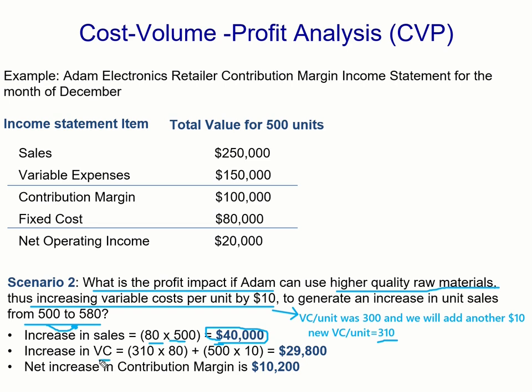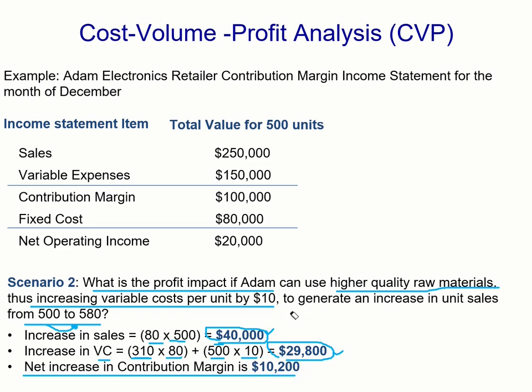What's going to happen to our variable expense? Well, we have an additional 80 units, times 310. And the old 500 units, we'll have to increase them by $10 each. So all in all, total variable expense will increase by $29,800. So far, the increase in sales is 40,000, and the increase in variable expense is 28,900. We can compute the increase in the contribution margin by taking the difference between those two figures, and the difference is a net increase of 10,200.